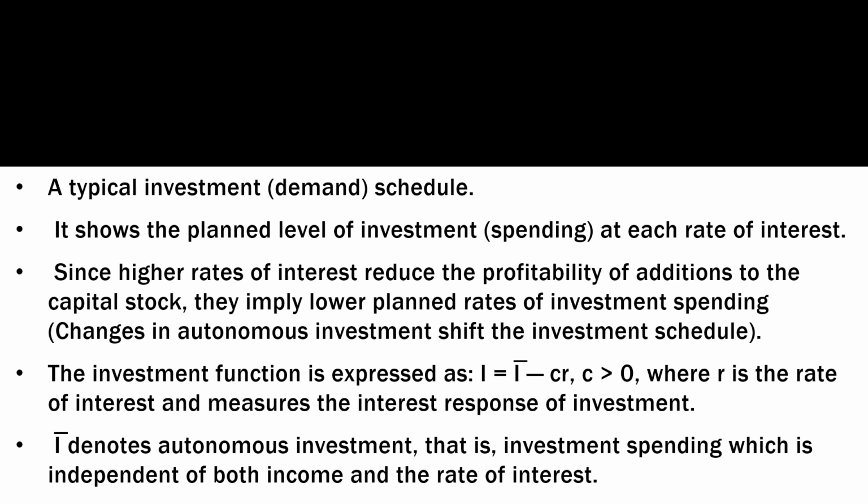The investment function is expressed as I is equal to I bar minus CR, where C is greater than 0 and R is the rate of interest. This measures the interest response of investment, and I bar denotes autonomous investment. When I say autonomous investment, this investment is independent of the income that you have.